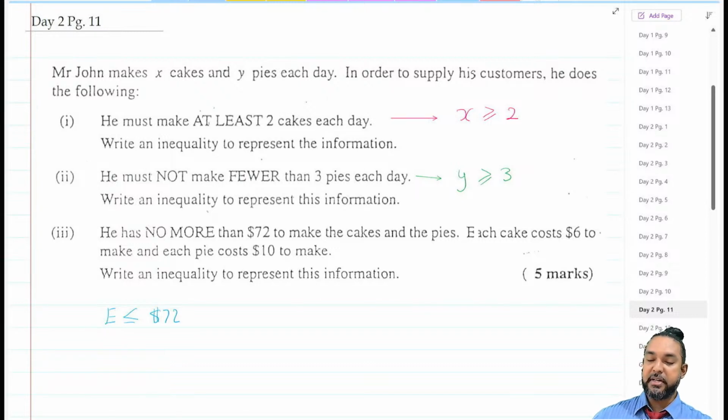Now each cake costs $6 to make. So it costs $6 to make 1 cake. If he makes X cakes, what would be the expression to represent the total money spent? 6X. So it costs 6X to make X cakes. And you're going to add to that the expenditure on pies. It costs $10 to make a pie. How many pies are we making? Y pies. So it costs 10Y to make all the pies. And that must be what? Less than or equal to 72.